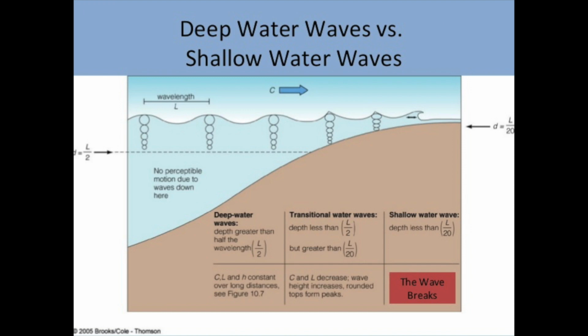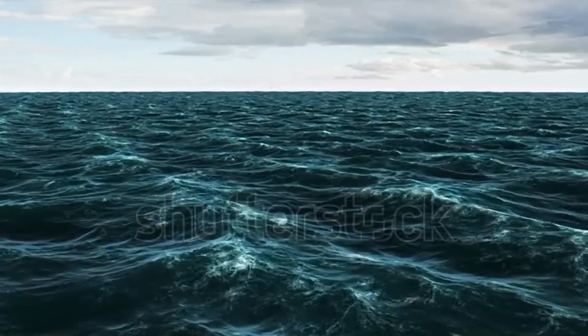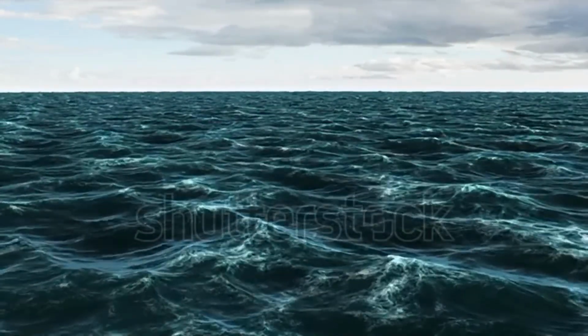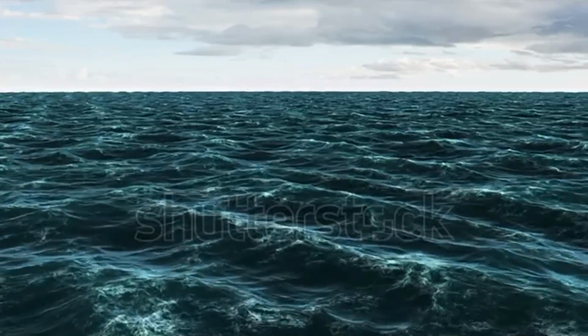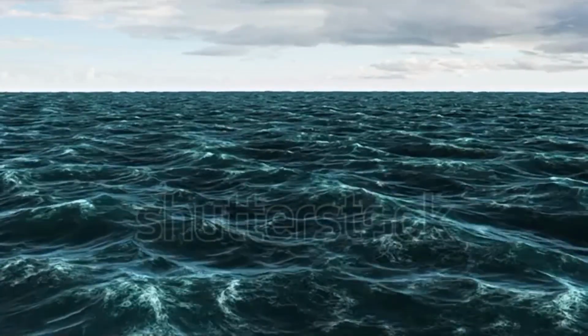When a wave has some characteristics of a deep water wave and some characteristics of a shallow water wave, the wave is classified as a transitional wave. The wavelengths of transitional waves are between 2 and 20 times the water depth. The speed of transitional waves depends partially on water depth and wavelength.